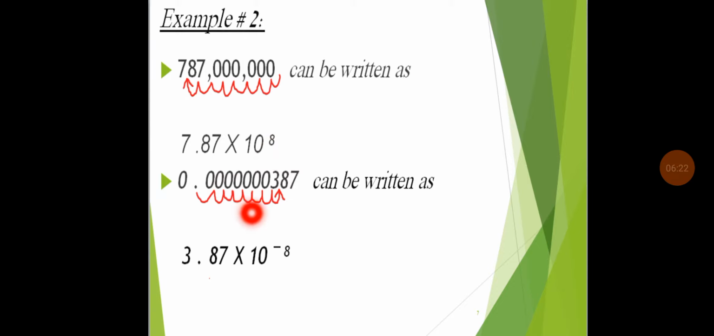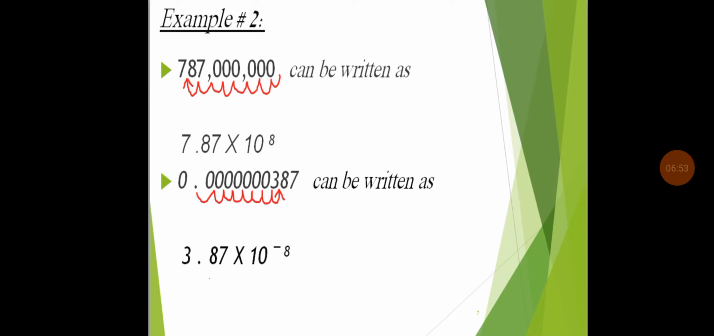Now, if we have the smaller value, that is 0.0000000387, it can be written as follows. Here the decimal will be shifted after the first non-zero digit, that is 3. So it will be 1, 2, 3, 4, 5, 6, 7 and 8. So it is 3.87 times 10 raised to power minus 8. The exponent will be negative because we move from left to right.